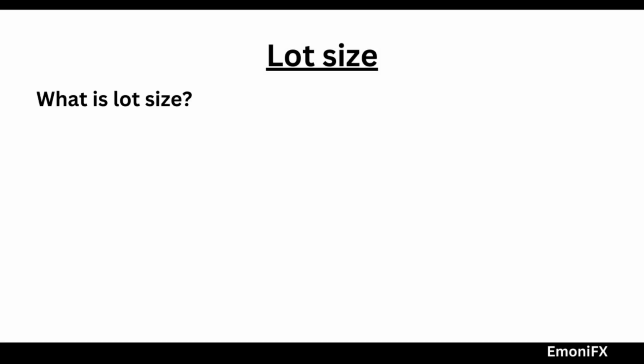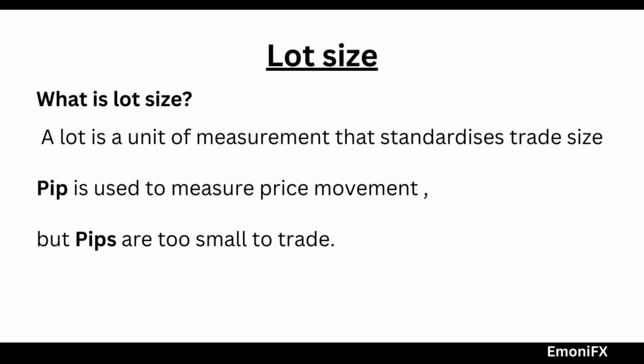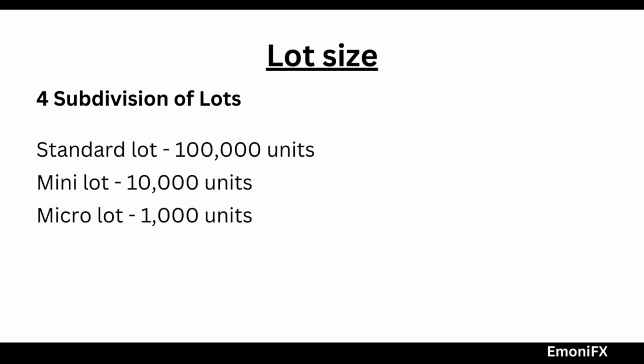Okay, so what is a lot size? A lot in forex trading is the unit of measurement that standardizes trade size. So say you want to risk about $100 on USD. Before you can execute your position, you have to calculate your trade size in lots. As you know, the change in the value of one currency compared to another is measured in pips, which are the fourth decimal place and therefore are very tiny measures. This basically means trading a single pip isn't viable because it's very small. So lots exist to enable people to trade this small movement in large batches. Now lots are subdivided into four sizes. We have the standard lot, the mini lot, the micro lot, and the nano lot.